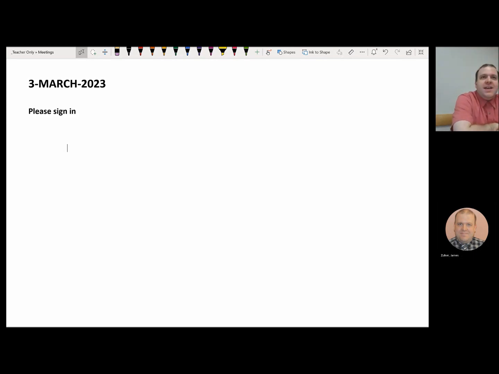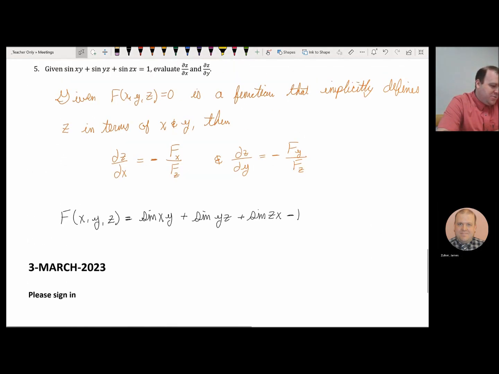Gonna finish up looking at tangent planes, right? I believe we left off with implicit differentiation. Right, we're given an implicitly defined function, and we wanted to find partial z, partial x, and partial z, partial y.